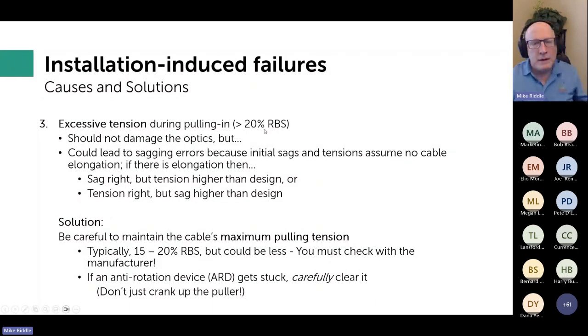So yes, pulling the cable too much, you could damage the optics. We already talked about that in the context of the stringing blocks, and that's what goes on with the stringing blocks too when they're too small. I'll come back to that thought in a minute. So anyway, you have to maintain whatever the manufacturer tells you, and it absolutely should not be above 20% rated breaking strength because of that risk of cable elongation that screws up your sagging.